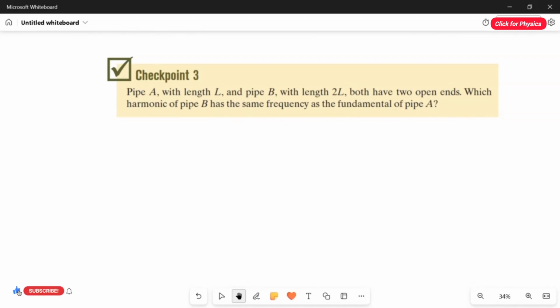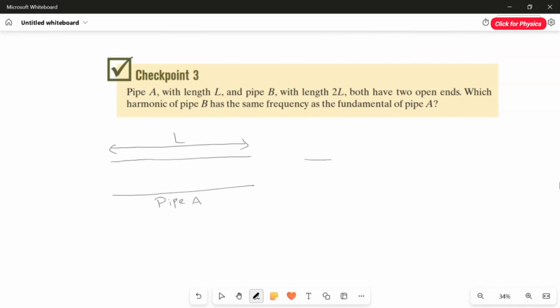For answering this question, first of all, let's draw the figure for these two cases. So I'm going to draw two pipes, pipe A and pipe B. I have a pipe A. This is pipe A. And what is the length of the pipe A? They mentioned here as L.